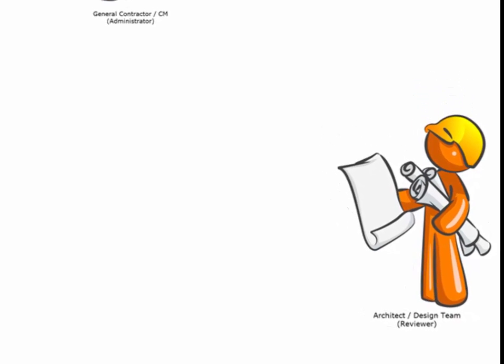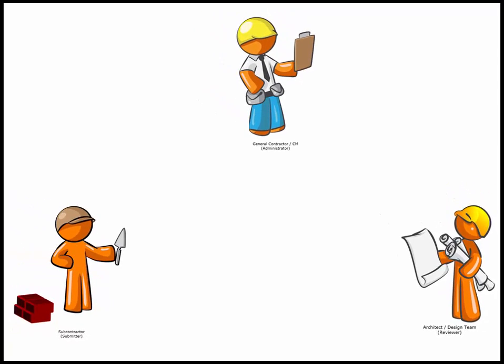The final participant is the architect or design team. The design team is responsible for reviewing each of the submittal items to assure that the information matches the requirements contained in the contract specification documents. Let's take a look at how this process works.